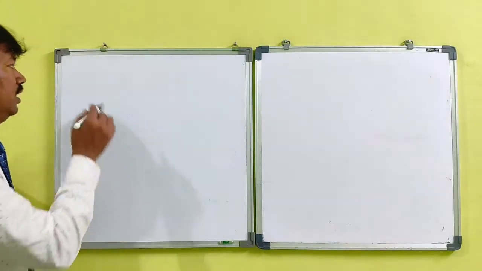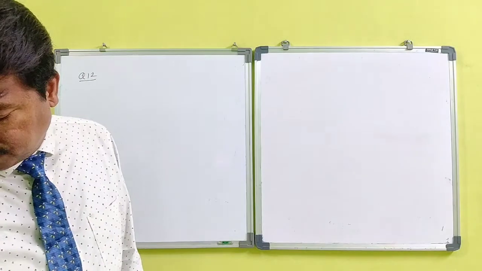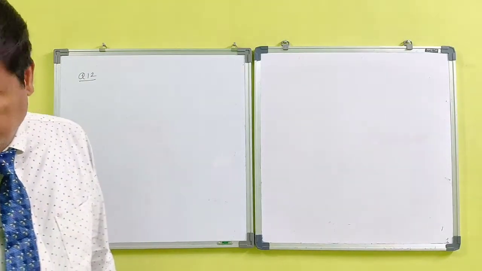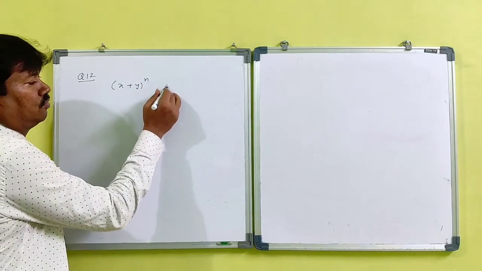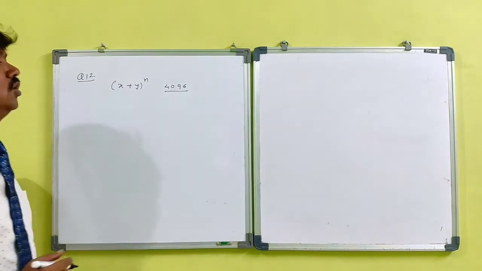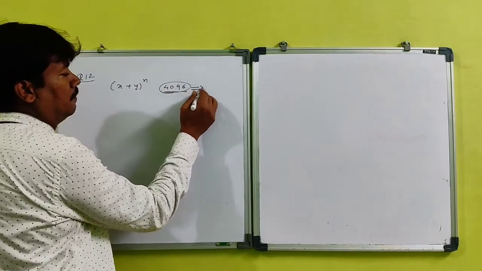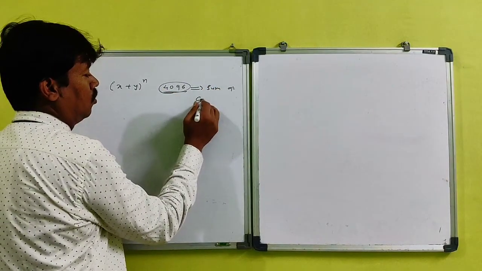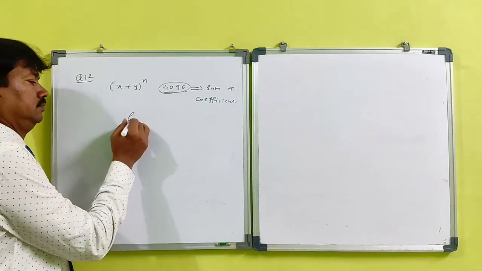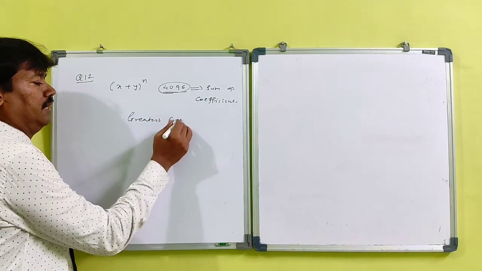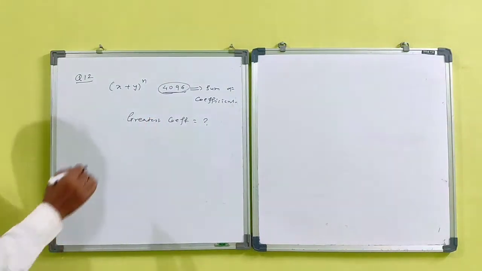Next question, question number 12. The sum of coefficients in the expansion of x plus y raised to n is 4096. Then the question is, find the greatest coefficient. The sum of coefficients, 4096, is given to you. You have to find the greatest coefficient. So what is the greatest coefficient? That's the question.